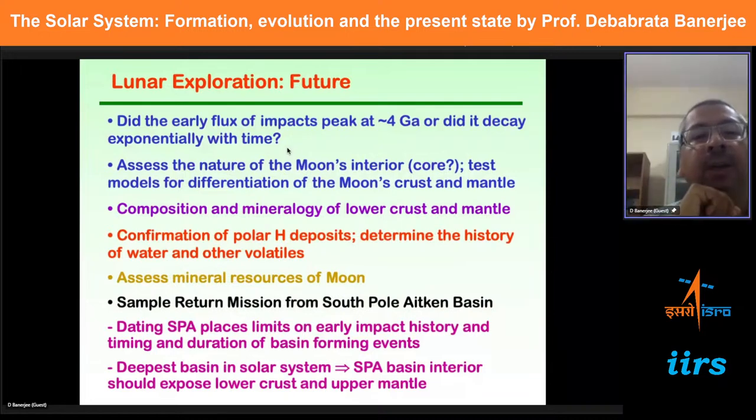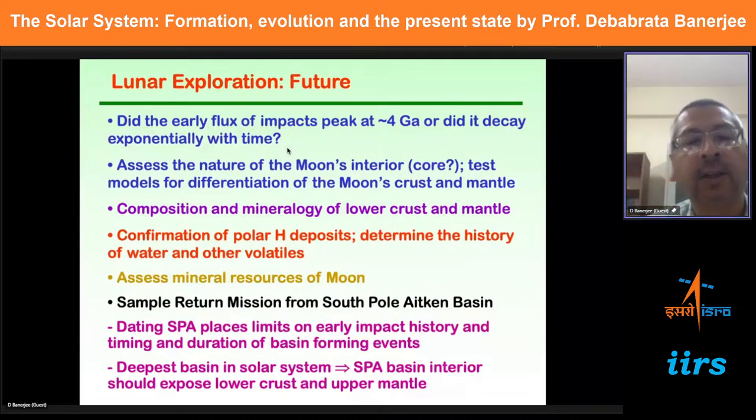So then we wish to assess the nature of the Moon's interior, just as it was done using the InSight mission recently for Mars, and then test the models for differentiation, crust and mantle, and we wish to know the composition and mineralogy of the lower crust and mantle, confirmation of the polar hydrogen deposits, and determine the history of water and other volatiles. Basically, ascertain the volatile transport process.